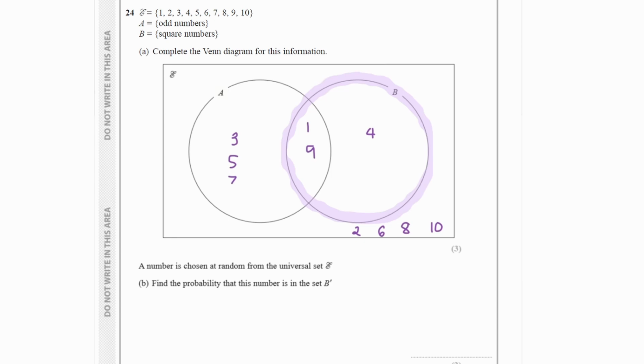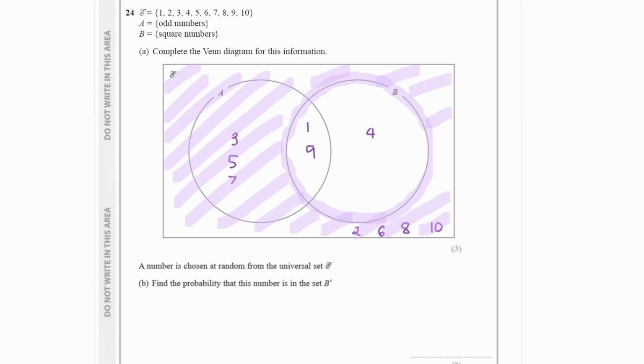So this is set B, and if we're looking at all the numbers which are not in set B, that means we're looking at this whole region outside of set B. So if we count the numbers that are in this region, we've got 1, 2, 3, 4, 5, 6, and 7 numbers. Because we're writing this as a probability, we're going to put 7 as our numerator, and there are 10 numbers in total, so we will put 10 as our denominator.